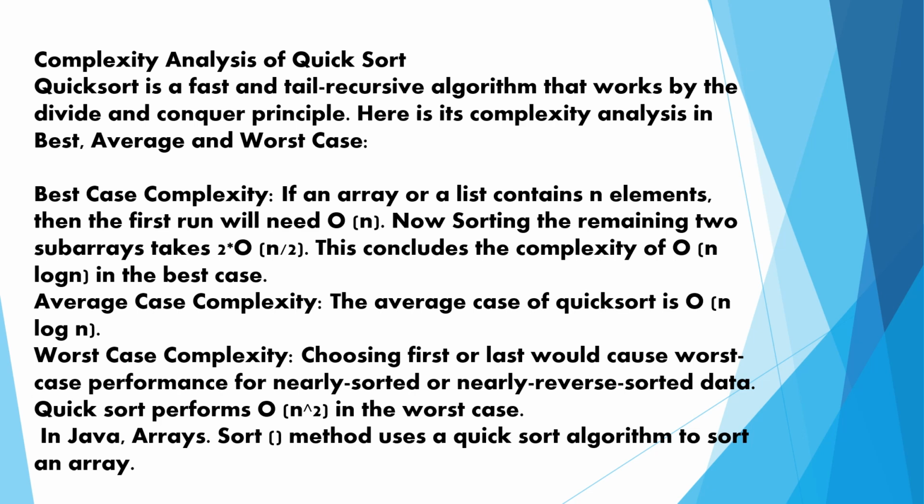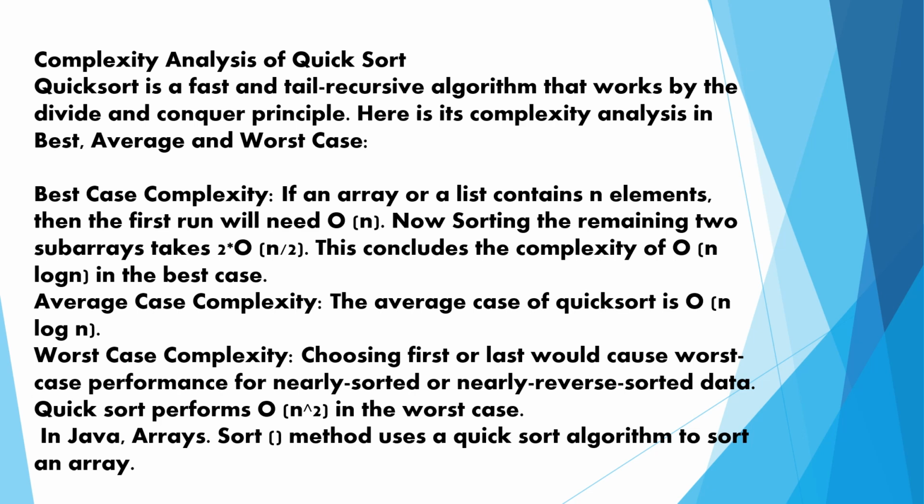The average case complexity of quicksort is O(n log n), and the worst case complexity: choosing the first or last element as pivot would cause worst case performance for nearly sorted or nearly reverse sorted data. Quicksort performs O(n squared) in the worst case.